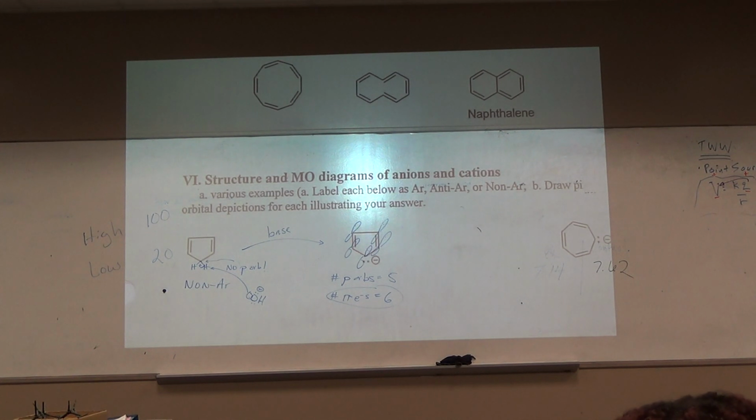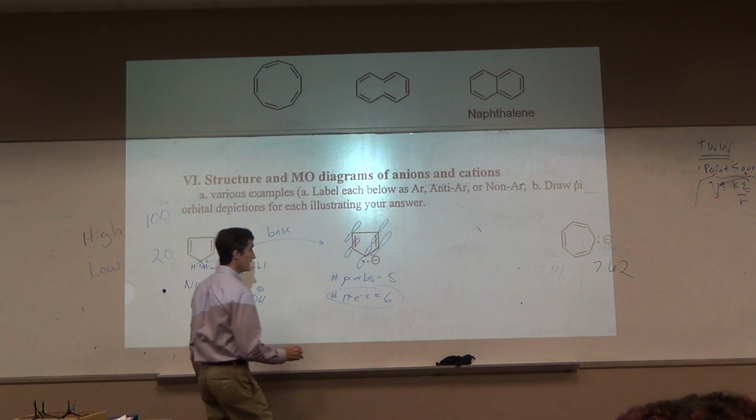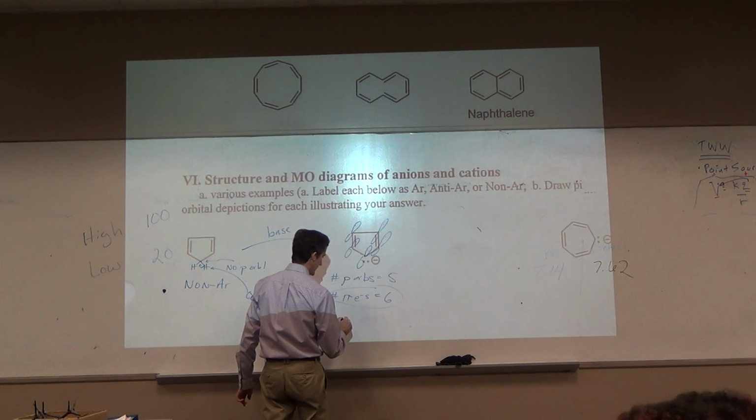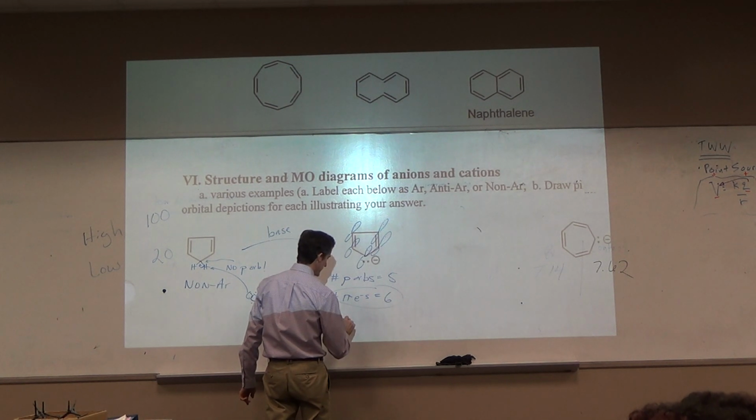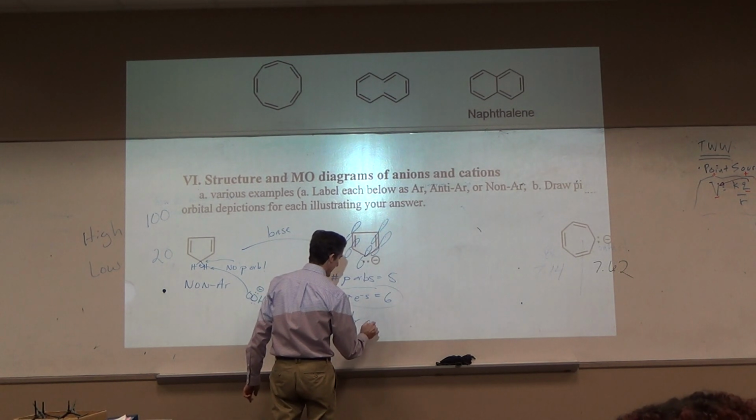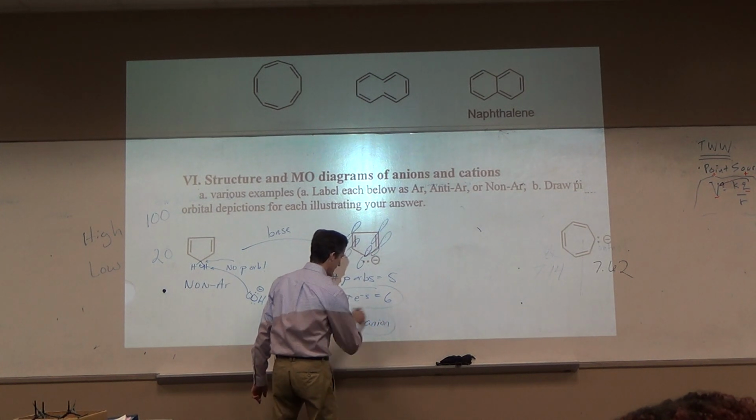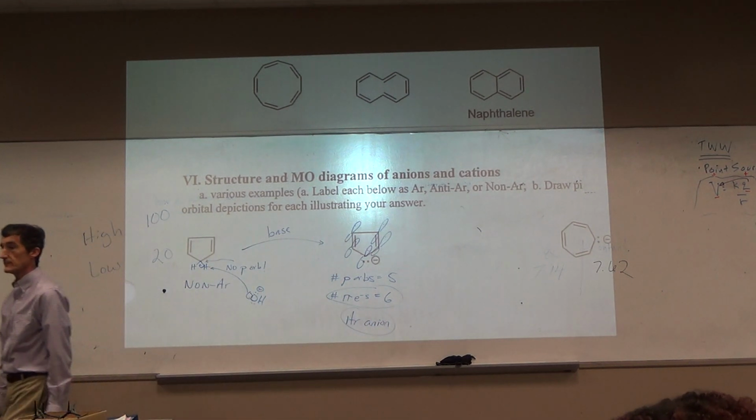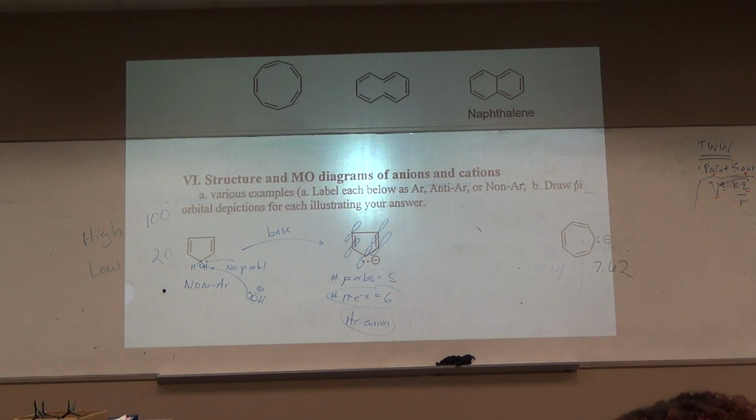That is the definition of what? Aromatic. 6 is a 4n plus 2 number. Okay? Cyclic conjugated system with 6 pi electrons, 4n plus 2 number. It's an aromatic anion. This anion is quite stable, much more stable than a regular carbanion.